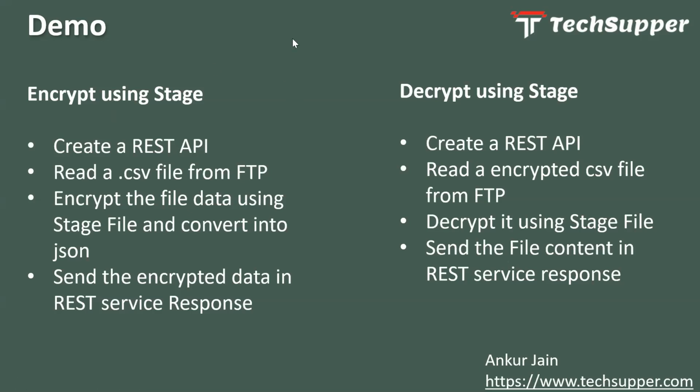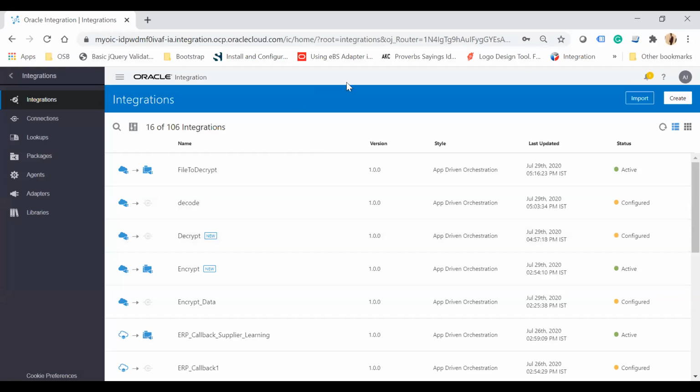So let me just log in to the integration cloud here. So I have just logged in to the integration cloud. As I mentioned, stage file action supports PGP keys. So before you use stage file action, you have to upload those PGP keys so that you can use them. So how to upload the keys? These keys should be uploaded under the certificate sections. Click on the settings and go to the certificate.